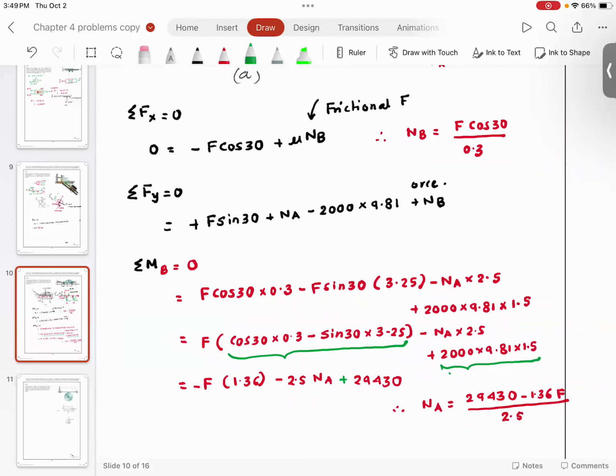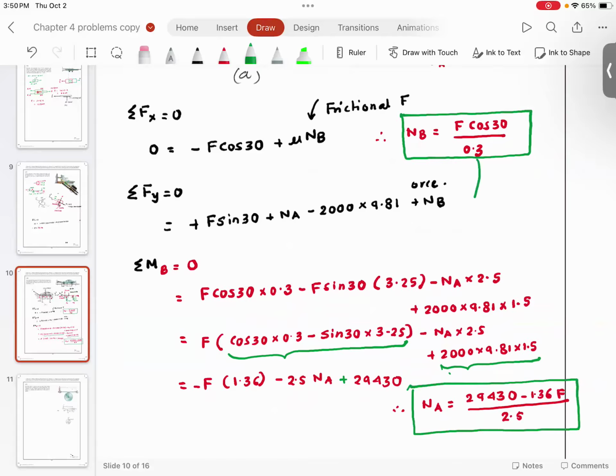So now check this out. I have this equation for NB. I have this equation for NA. So this NB equation, I will substitute here. And this NA equation, I will substitute here. So after I substitute NB and NA, the only unknown that is remaining in that equation is F. So you can get the value of F. Once you get the value of F, you can get the value of NB and NA. Everyone understood this?